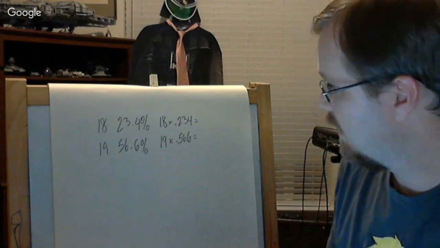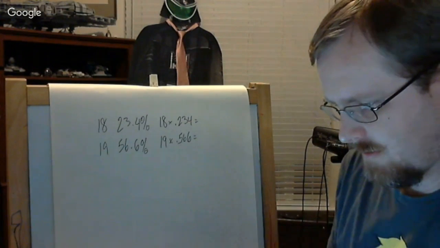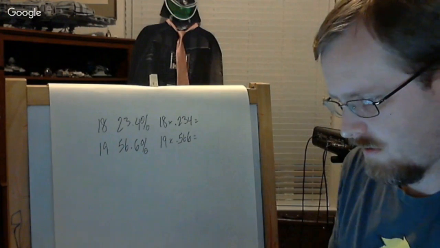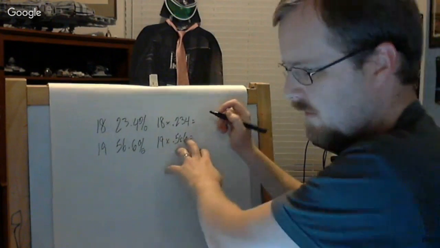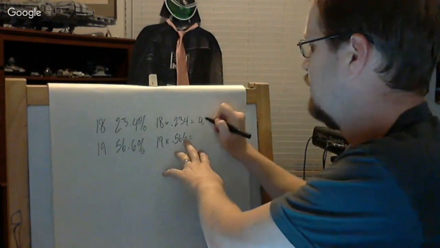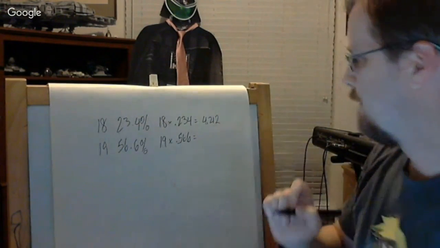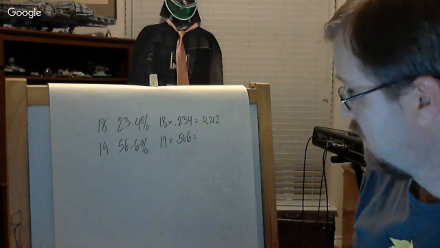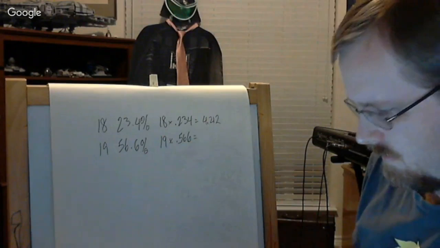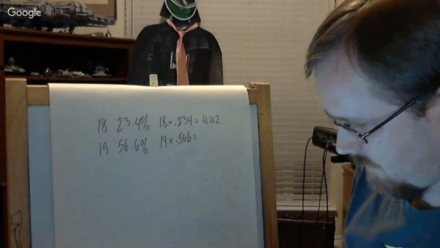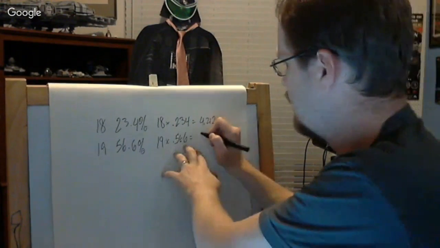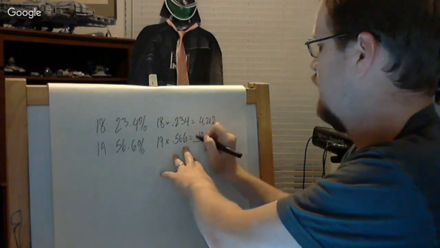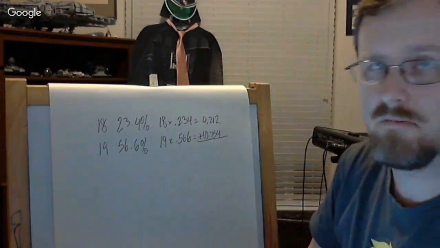So I'm going to take 18 times 0.234. That comes out to be 4.212. And then I'm going to take 19 times 0.566. Oops. 19 times 0.566. And this comes to be 10.754. And then we're going to add them together.